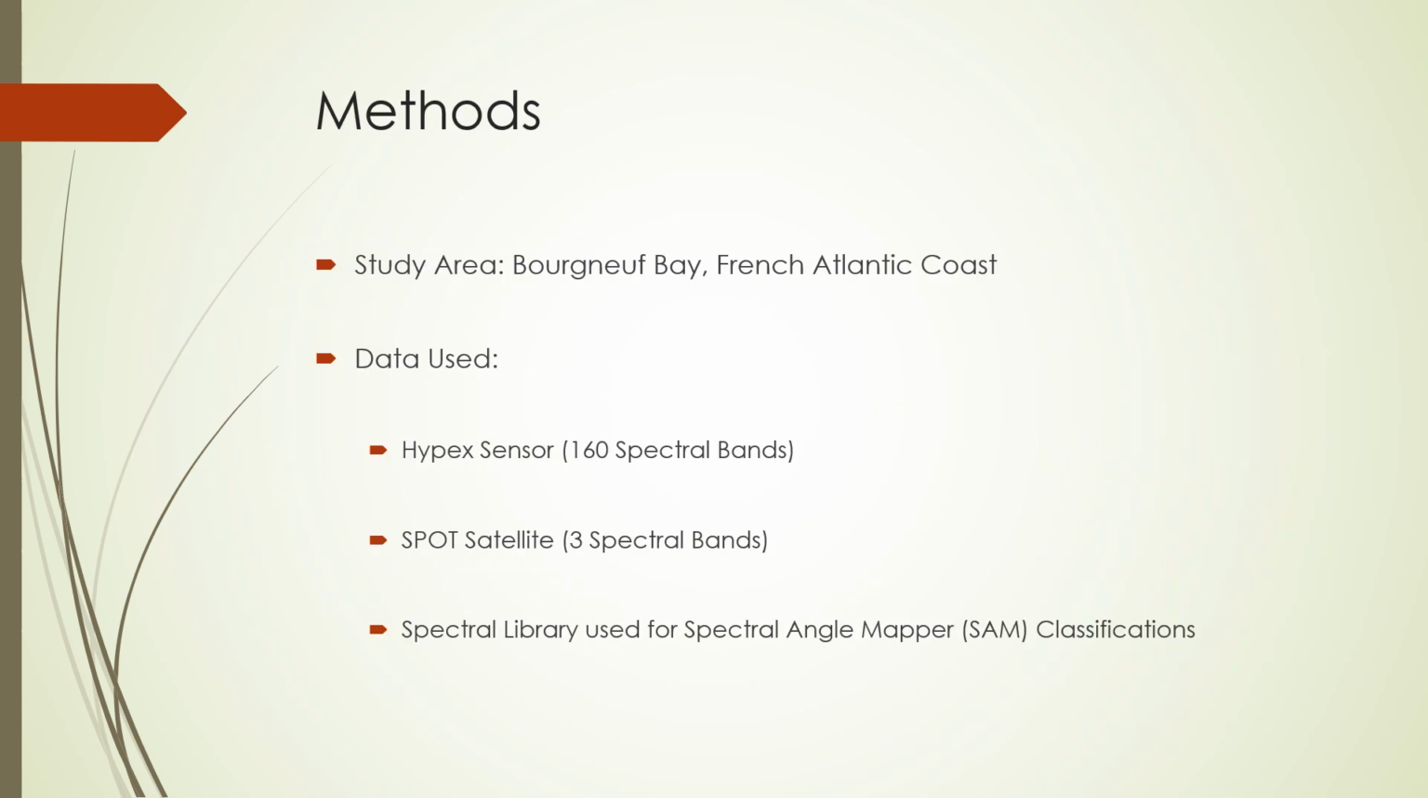Some of the methods they used: the study area was in the Bourgneuf Bay on the French Atlantic coast. They used a HYPEX sensor, which consisted of 160 spectral bands, and a SPOT satellite, which has 3 spectral bands, and an in situ spectral library used for the spectral angle mapper, which gave them the spectral signatures of the surfaces they were going to find on the oyster beds.